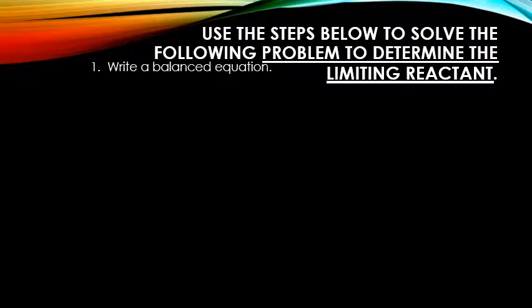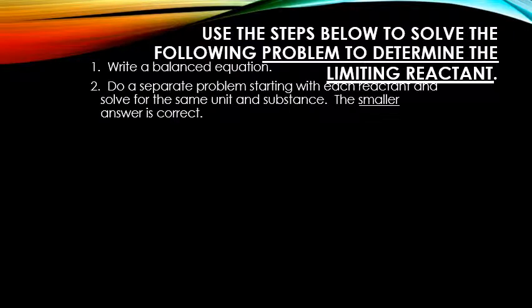When we do this, same as before, we need to write a balanced equation for the reaction. The big difference here is that instead of just one amount given, you're going to have 2 amounts or more given, one for each reactant, and you're going to solve for the same unit and substance. Whichever answer is the smaller amount, because that shows how much could be theoretically produced by consuming all of that particular reactant, the smaller amount of product will be your correct answer.